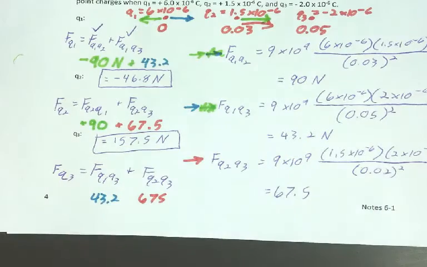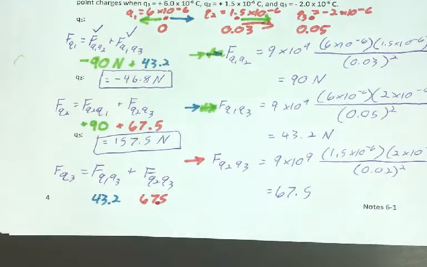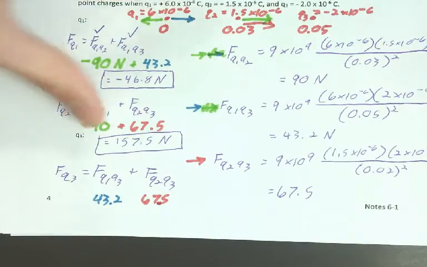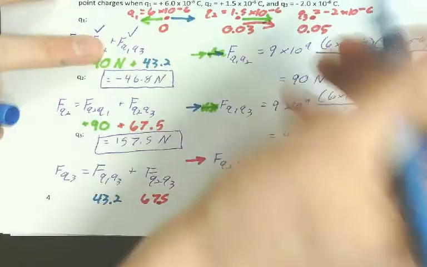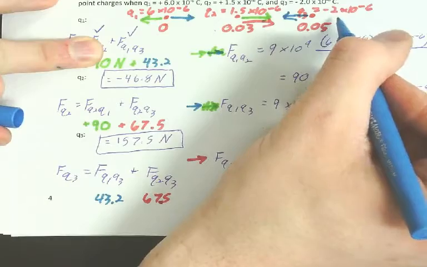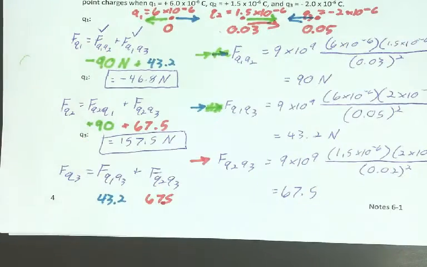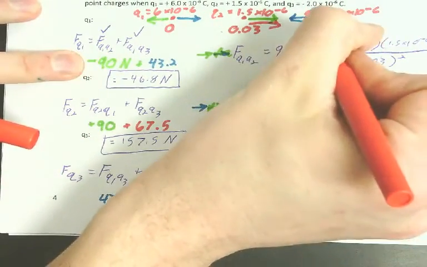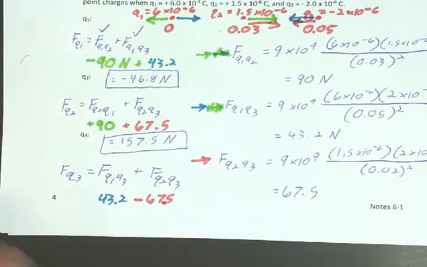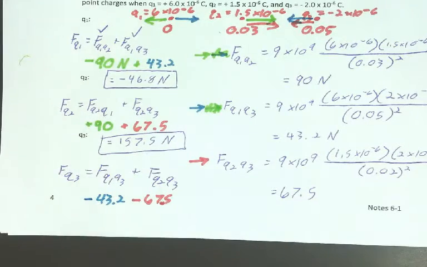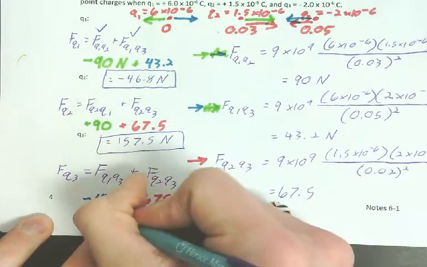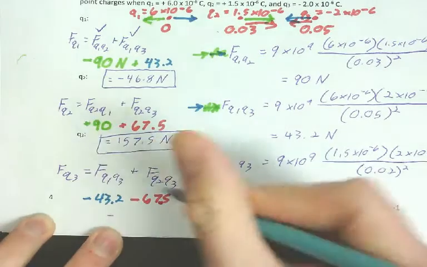Now I need to figure out the directions. Q3 is negative, Q1 is positive. Opposites attract. It means it's going to go towards Q1, which in this case is left. Q2 is positive, Q3 is negative, opposites attract. It's going to go towards Q2, so I draw an arrow to the left. Negative 67.5, negative 43.2. Combine those together, and you get negative 110.7.